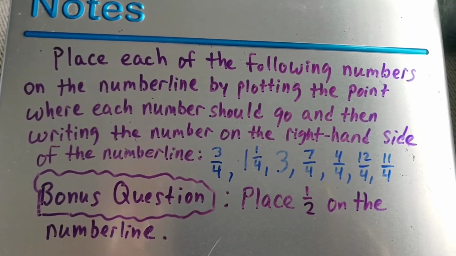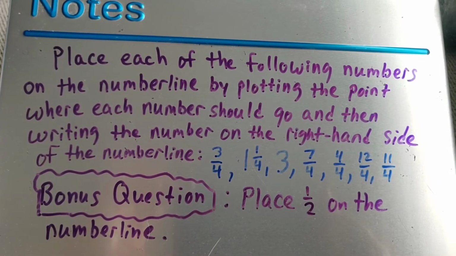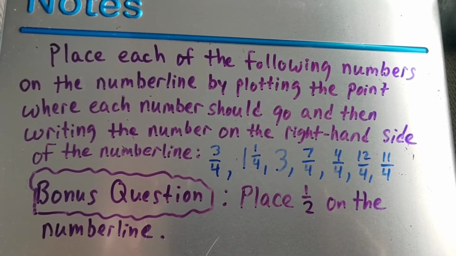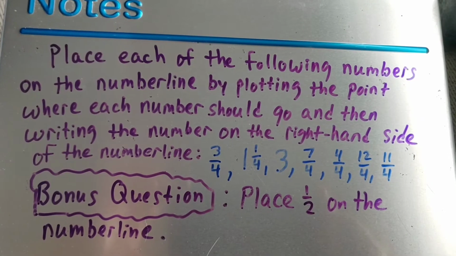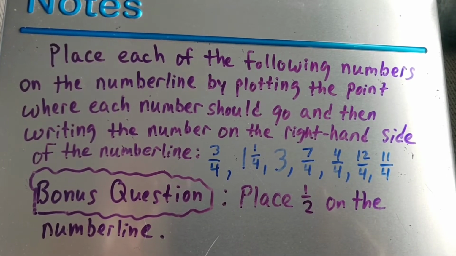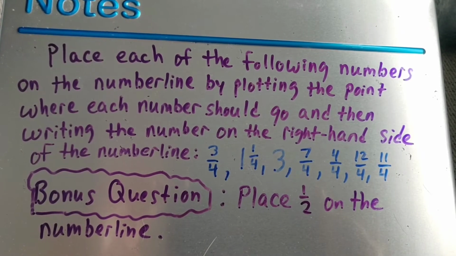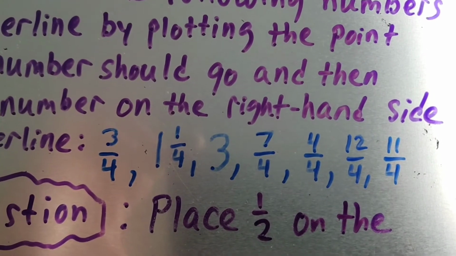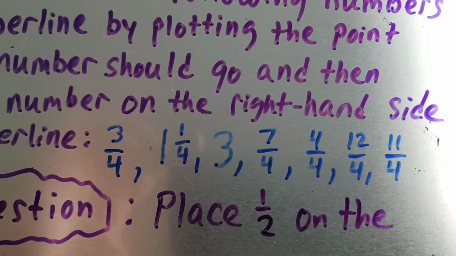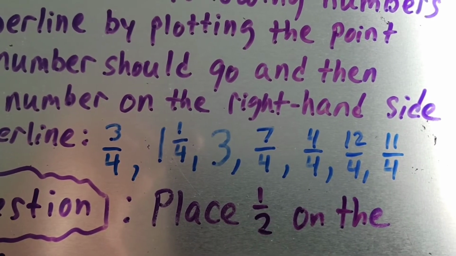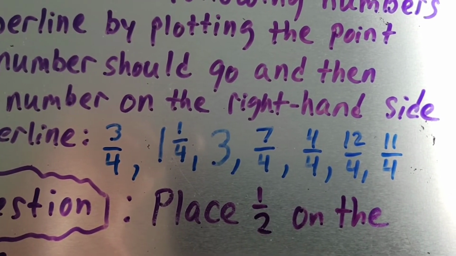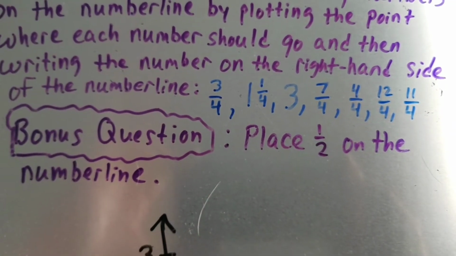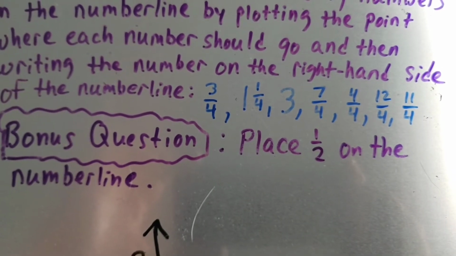It says, place each of the following numbers on the number line by plotting the point. Remember, plotting means to draw the point on the number line where it goes. So by plotting the point where each number should go, and then writing the number on the right-hand side of the number line. And then the numbers that we're given are 3/4, 1 1/4, 3, 7/4, 4/4, 12/4, and 11/4. Then we're also given the bonus question, place 1/2 on the number line.